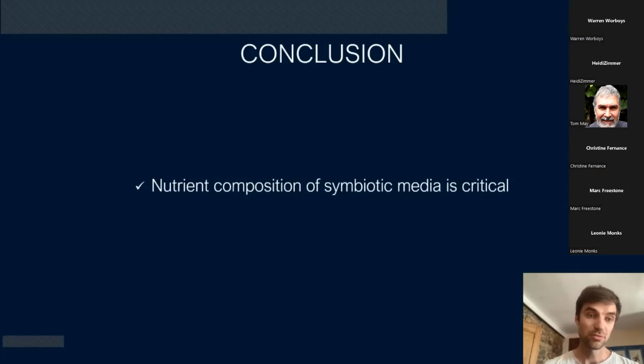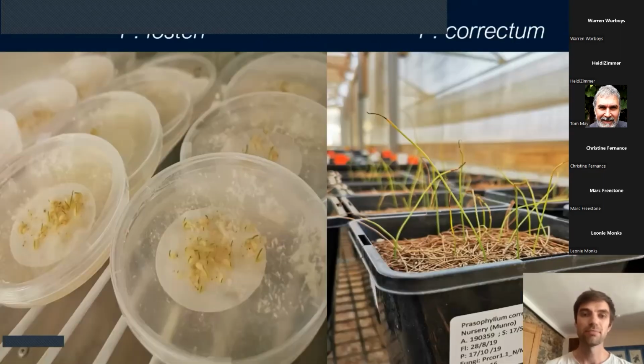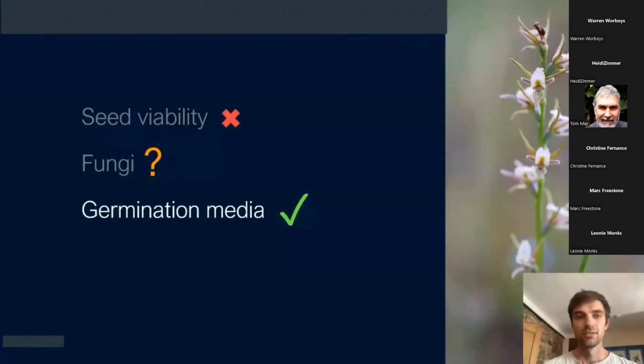So it turns out that the nutrient composition of symbiotic germination media is really critical, and not just for Prasophyllum frenchii, but for a whole heap of leek orchids. We had a really good germination event with Prasophyllum fosteri and Prasophyllum correctum, and I think I germinated almost 20 species of leek orchids, and since I left, Nushka's probably pushed that up a fair bit more since. So that was great.